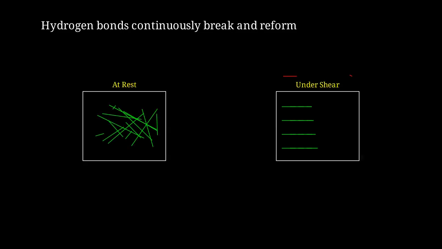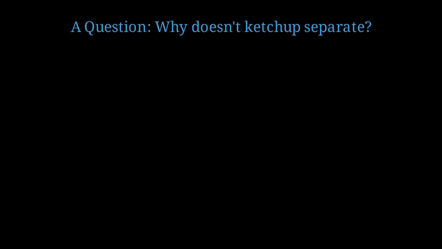On the left, we see randomly oriented polymer chains at rest. On the right, under shear, the chains align with the flow direction, dramatically reducing viscosity. Here's an interesting question to consider. Given that ketchup is a suspension, why doesn't it separate into clear liquid and solid particles over time? The answer is precisely the yield stress. The gravitational stress from particle weight is insufficient to overcome the yield stress, so particles remain suspended indefinitely.